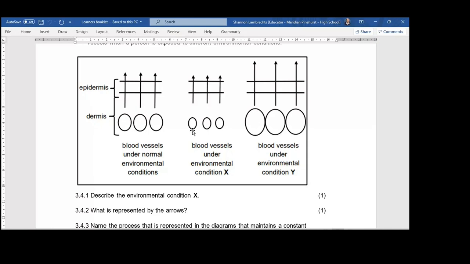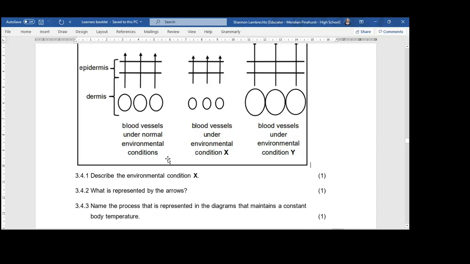And then obviously in condition Y the vessels are broader and that's called vasodilation. And now you must think, when does vasodilation happen? When I'm hot, when I'm cold? And that's going to help us here. So describe the condition at X. We know it's cold. And I see a few answers coming in the chat. It's cold because the blood vessels are smaller.